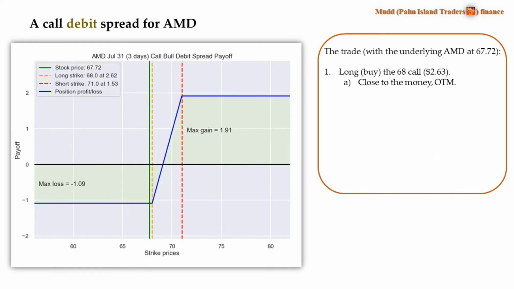Okay, we begin this with a long buy for $2.63 at the 68 call. That's close to the money, but out of the money.